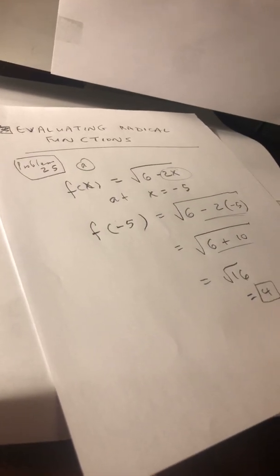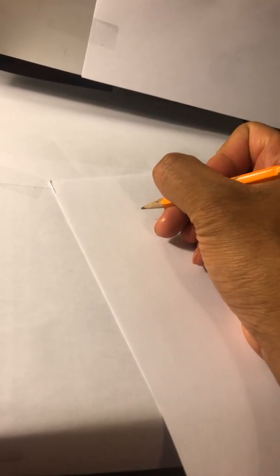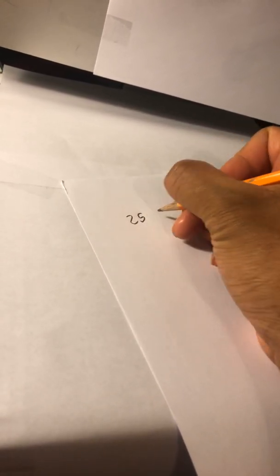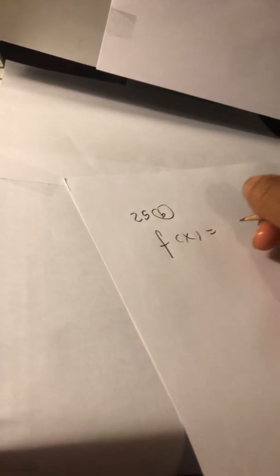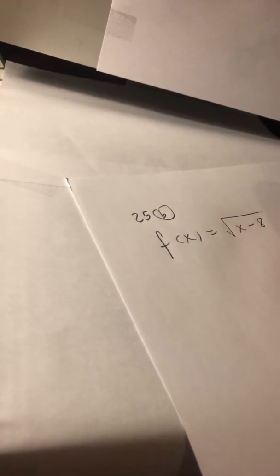All right, so I'll do another few until the video gets up to maybe 3 minutes. I want to try to make them shorter, load more easily. So we're continuing with radicals again. We are at 25b. This time our function is f of x is equal to the square root of x minus 8, and we're evaluating that at x equals 9.